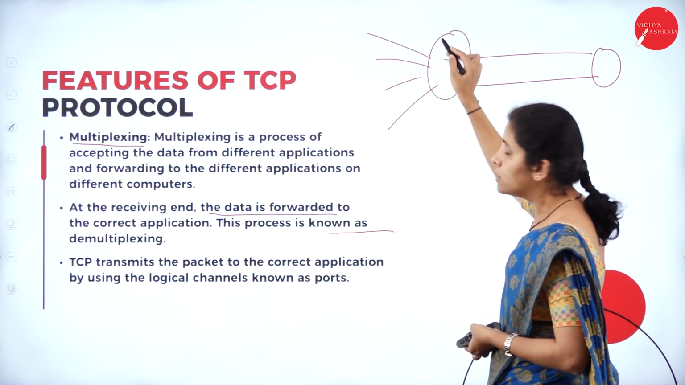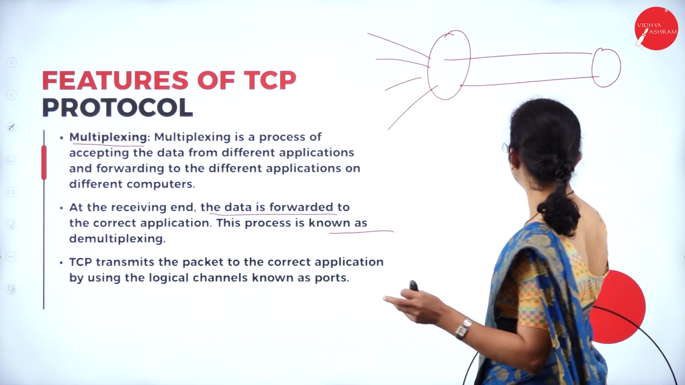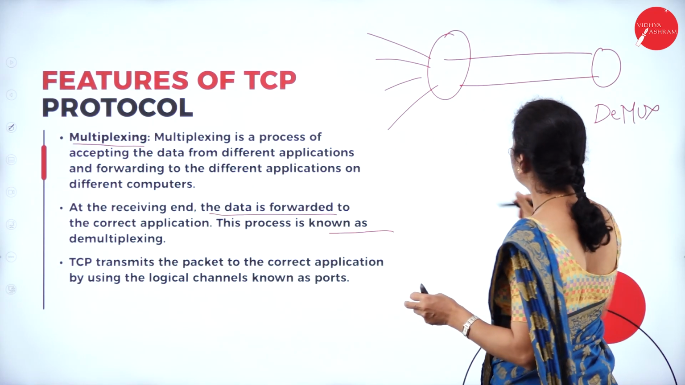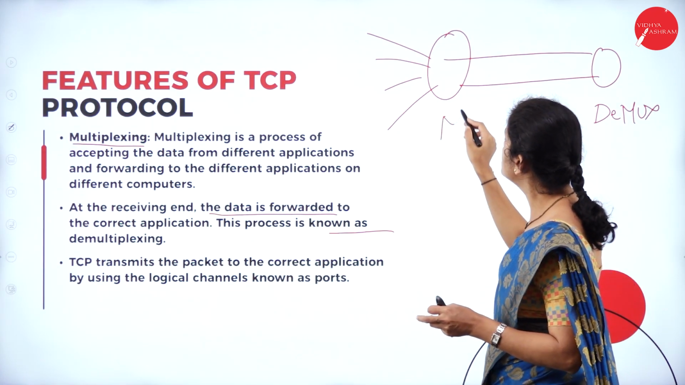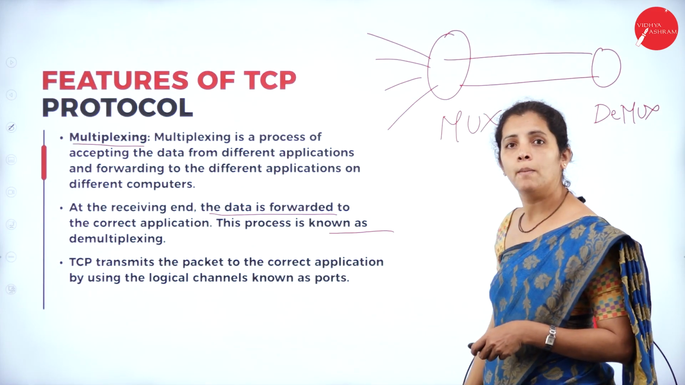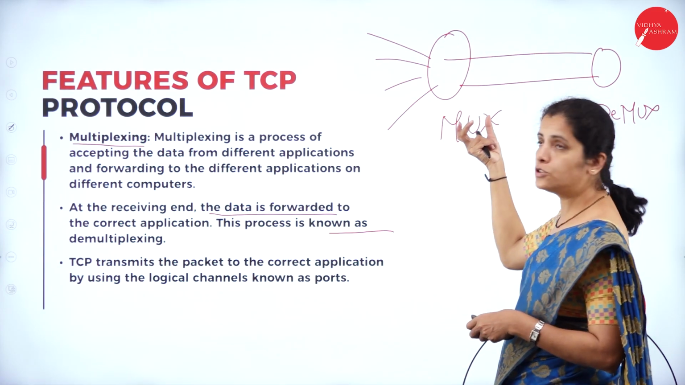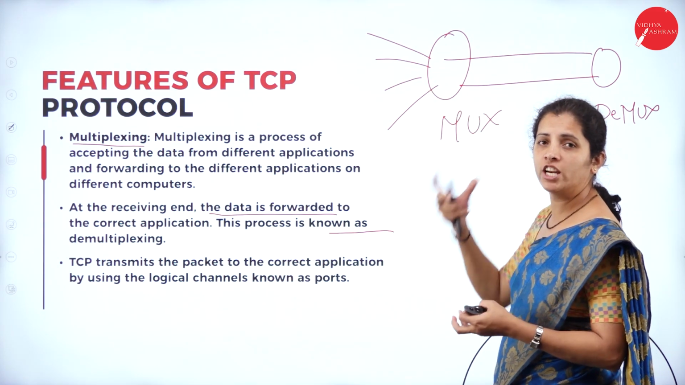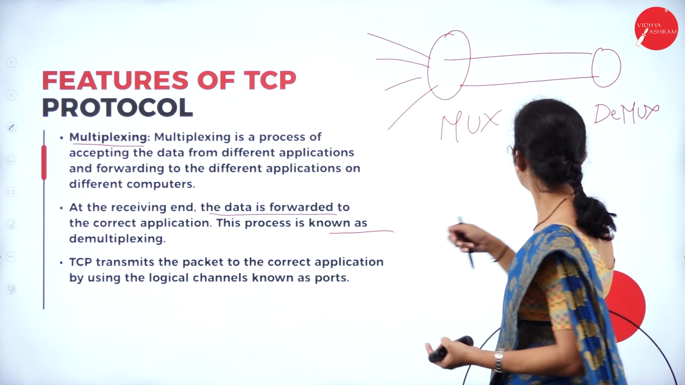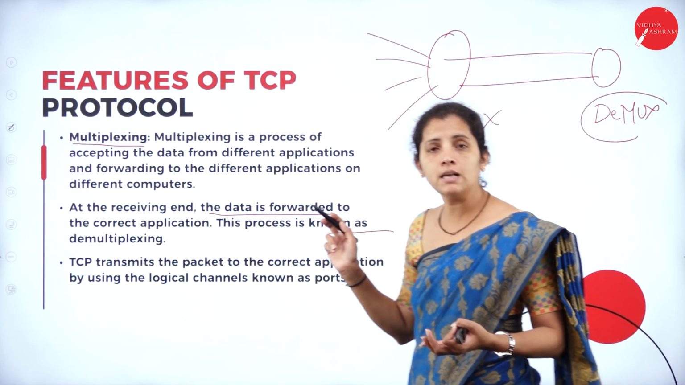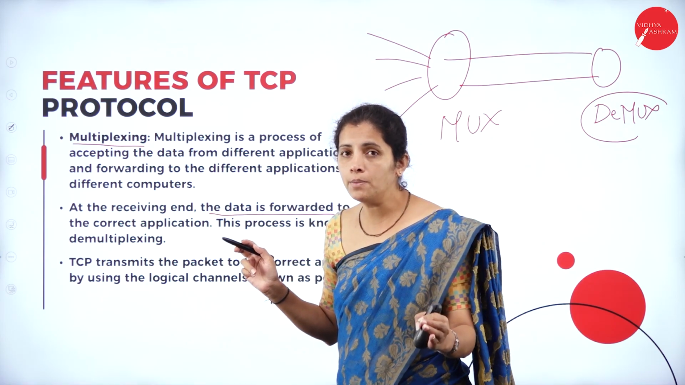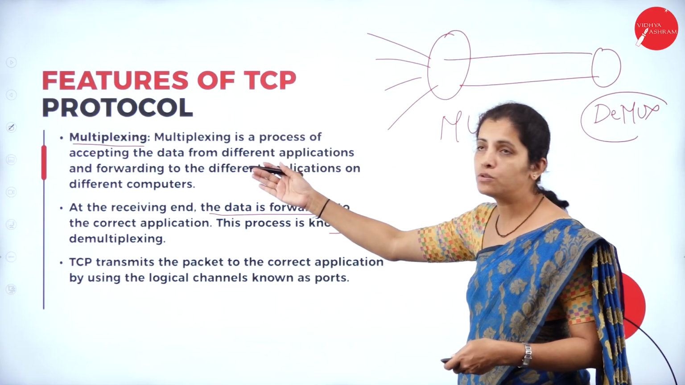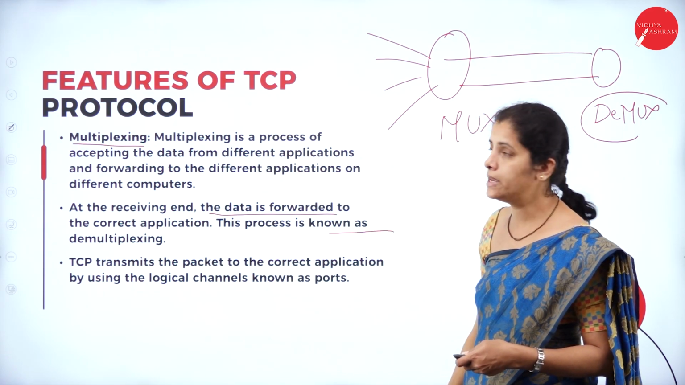So at the receiver side, I'm going to have the demux. And what about the sender side? It is multiplexing, that is nothing but the mux. So what is the job of the mux? It is capable of receiving n number of inputs and generates only one output. Then what about the demux? The demux is going to receive one input and generate n outputs. So this is also one of the features of TCP.